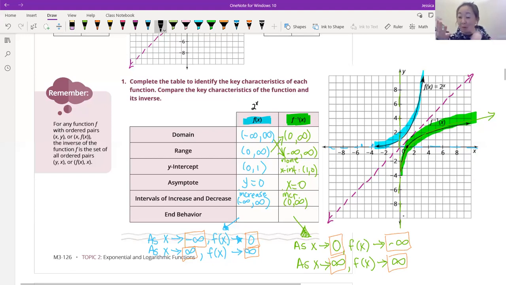Better? Rewind? Do it again? I can do it again. Well, you can just rewind me and then I'll do it again.